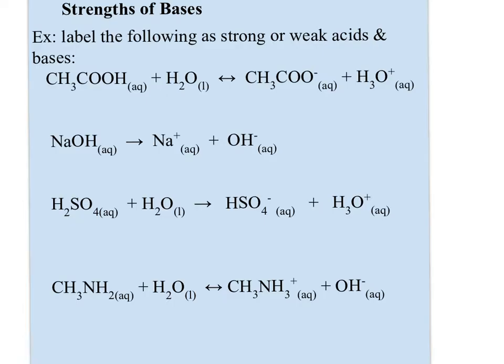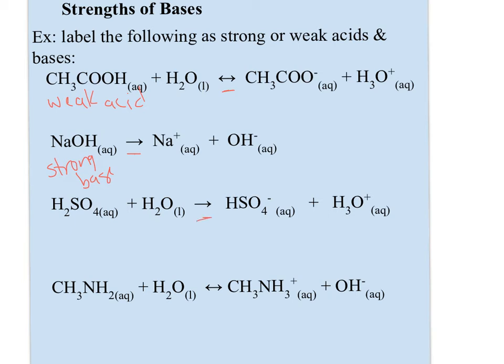So if we look at my examples here, you should easily be able to look at the equation and decide if they're strong or weak acids and bases. The first one, even though CH3COOH doesn't look like a typical acid, I see that it loses a hydrogen, and I see that there's a reversible arrow, so I know this is a weak acid. NaOH forms Na plus and OH minus, and it's a single arrow, so that's my hint that this is a strong base.